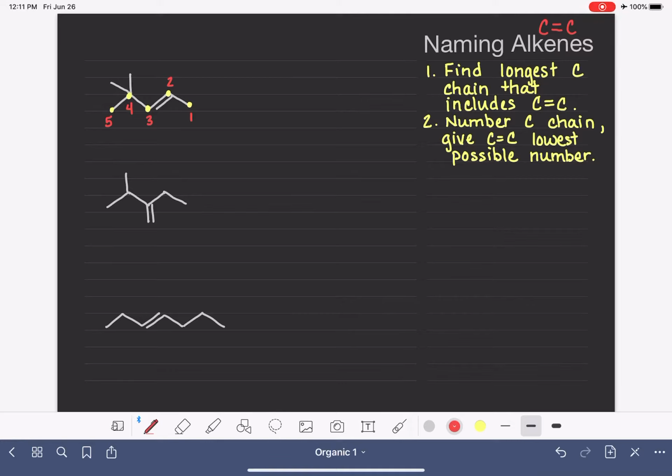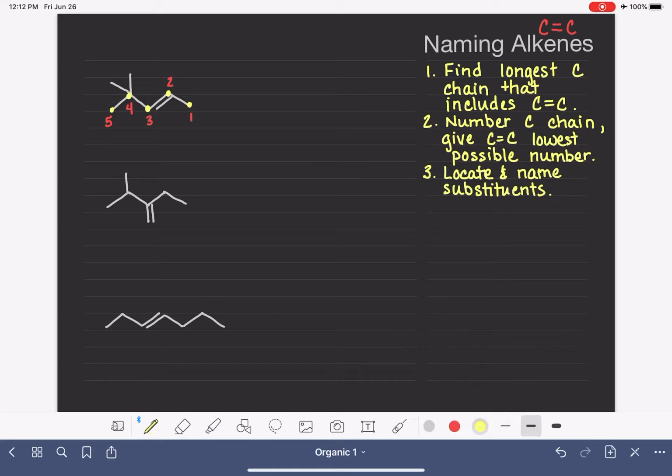Once we have the molecule numbered and the carbon chain has been identified, we can proceed with locating our substituents and naming them. And this we will do exactly the same way that we would locate and name substituents for alkanes. We will put them in alphabetical order at the beginning of the molecule's name. If we have 2 or 3 of the same substituent, we'll use Greek prefixes. Everything in this step is exactly the same as what you're already familiar with.